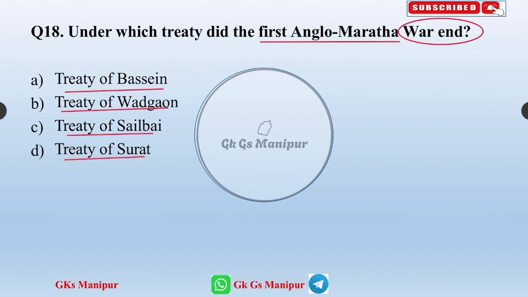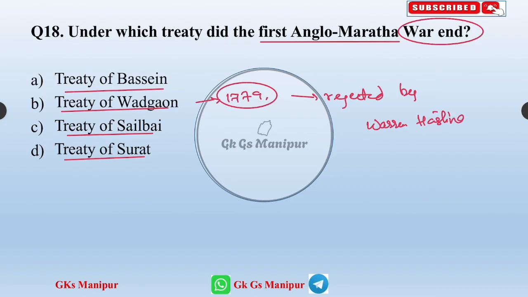The Treaty of Wadgaon was signed in 1779 but was rejected by Warren Hastings. Lastly, the Treaty of Salbai, option number C, is the correct option. It was signed between Warren Hastings and Mahaji Scindia, and it ended the first Anglo-Maratha war.